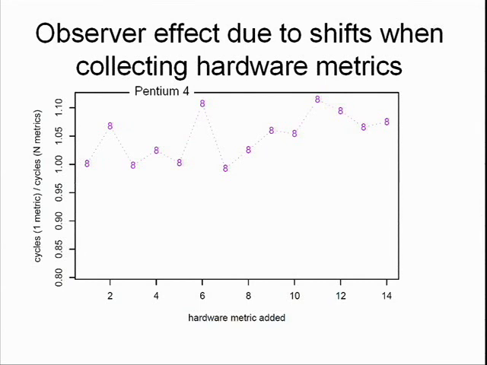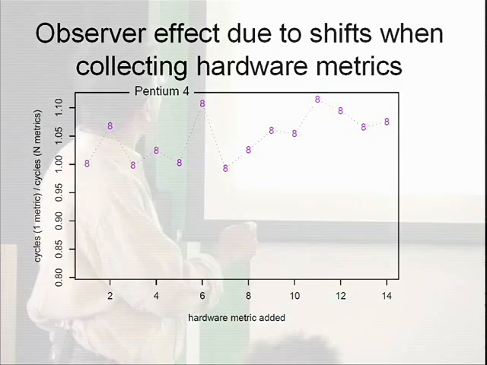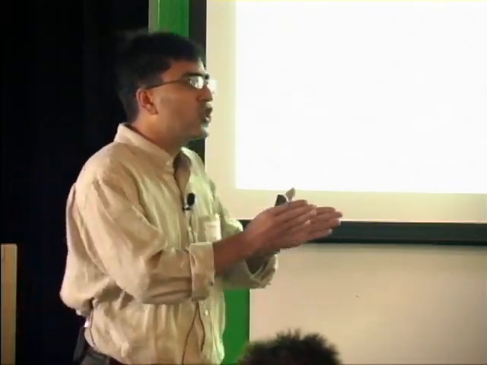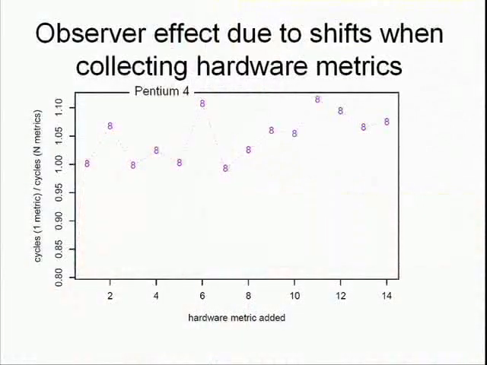The thing that is surprising to note for this program is that going from 1 metric to 2 metrics can actually speed things up by about 7%. And going from 2 to 3 can actually slow things down by about 7%. In other words, the shifting of the code as a result of collecting hardware metrics significantly and actually chaotically changes the performance of this application.